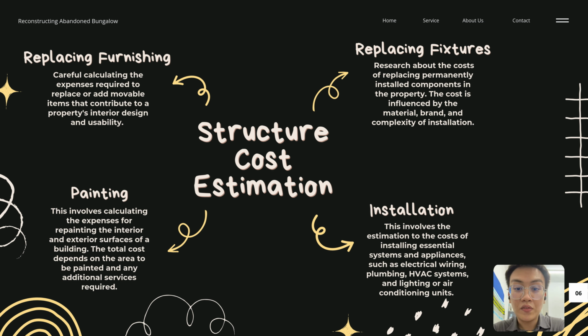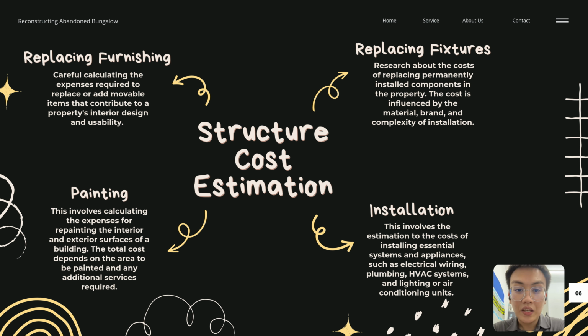Next is replacing fixtures. This researches the cost of replacing permanently installed components in the property, and the cost is influenced by the material, the brand, and the complexity of installation. Moreover is painting. Painting involves calculating the expenses for repainting the interior and exterior surfaces of a building.